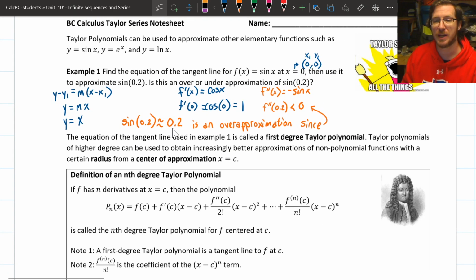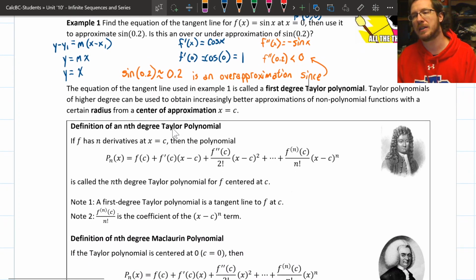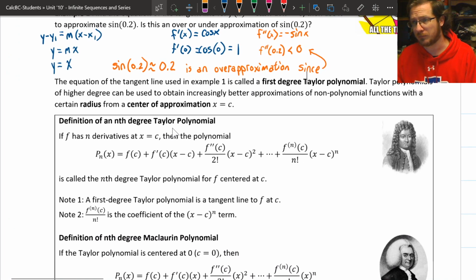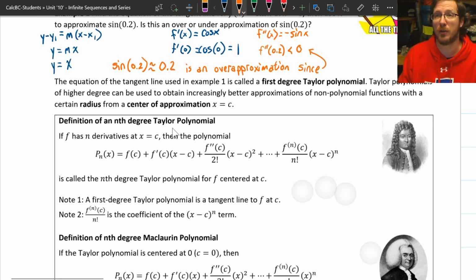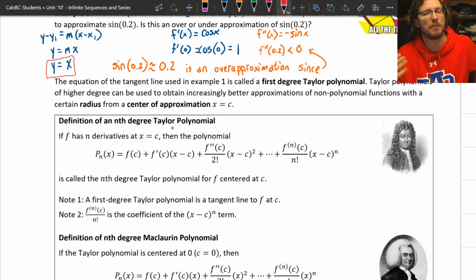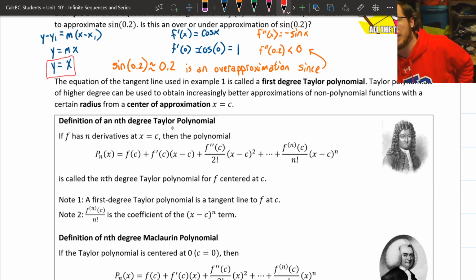All right, so the equation of the tangent line using example 1 is called a first degree Taylor polynomial. Ooh, so we just found our first Taylor polynomial right here. That y equals x. It's our first Taylor polynomial. It's a monomial. We're not typically going to use monomials, and we'll see why in just a second.